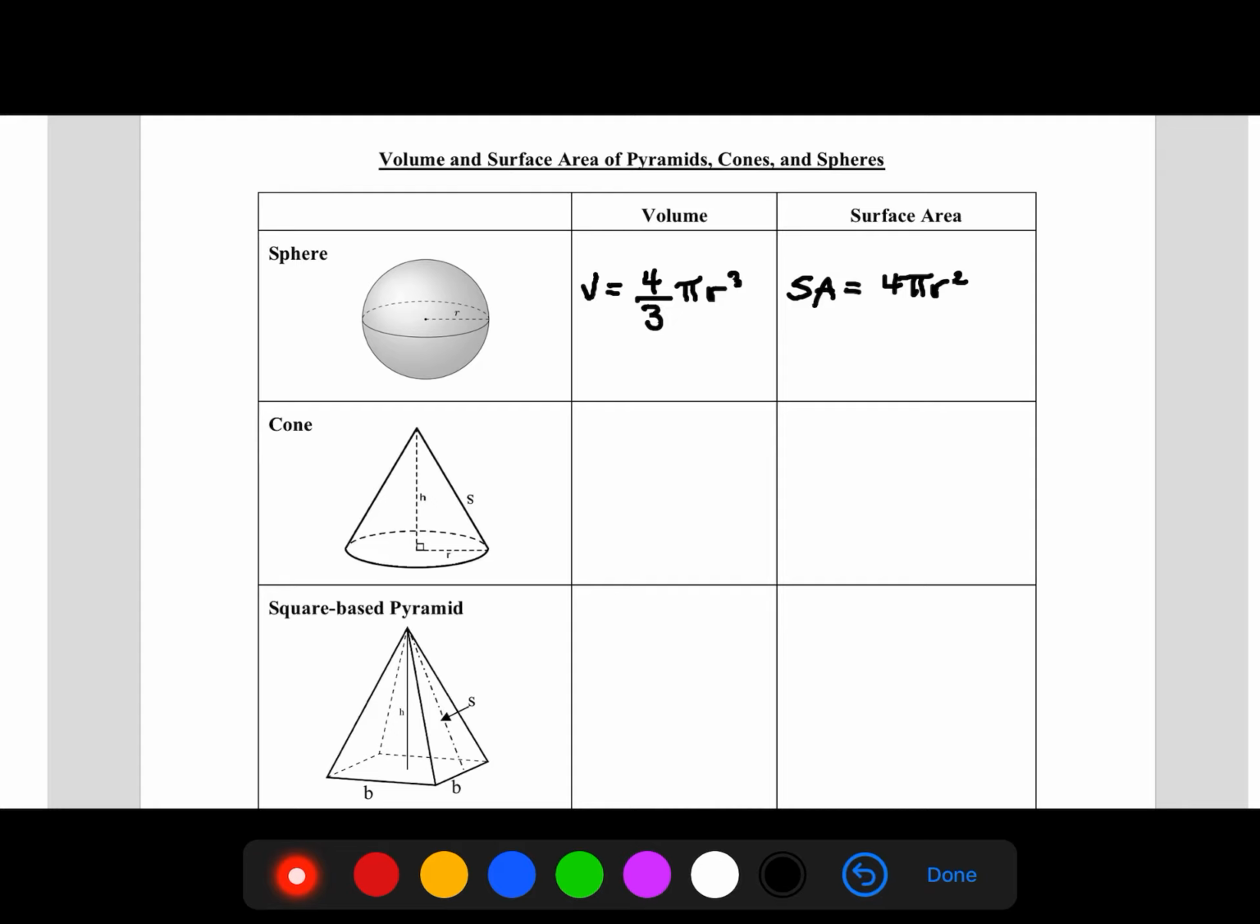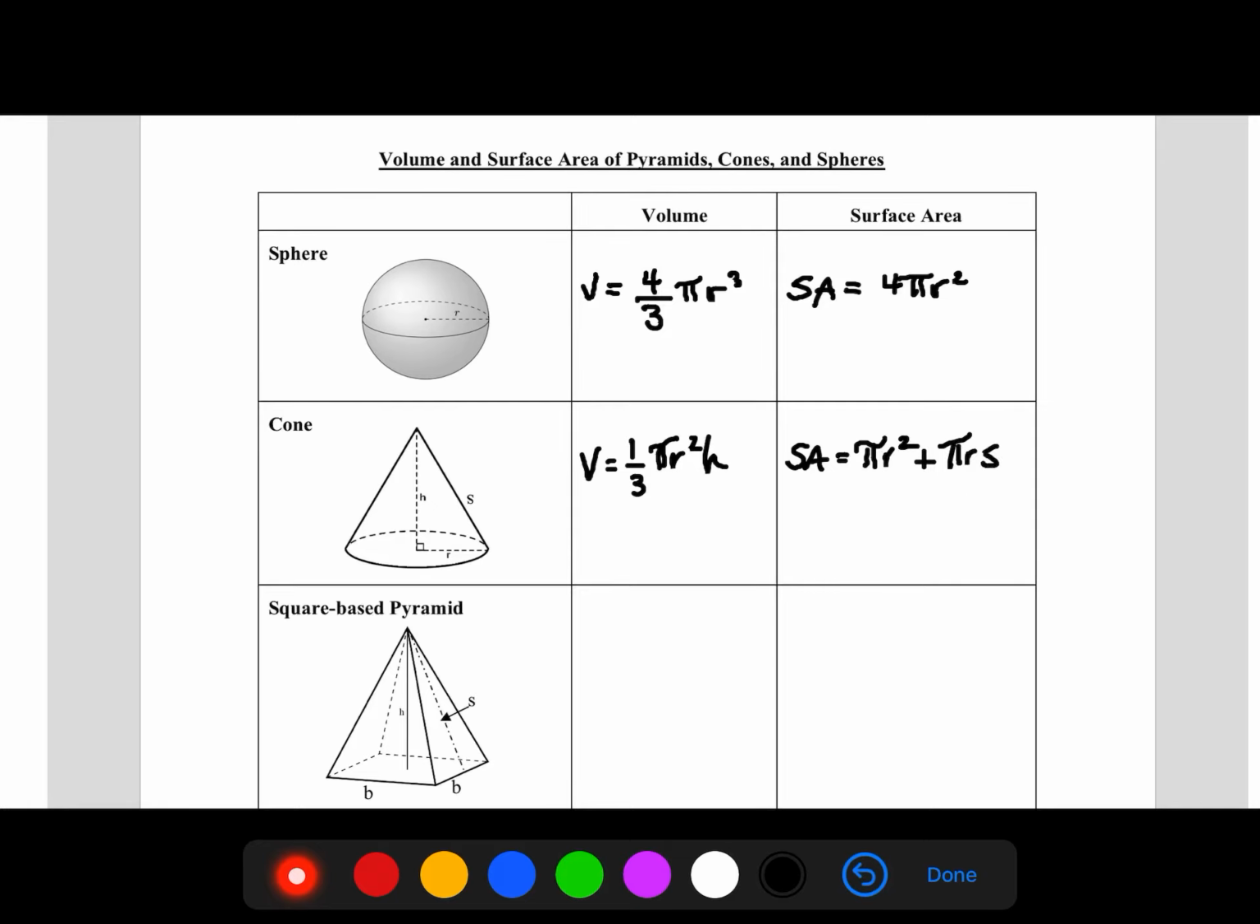For our cone, notice that we have a base for the cone of a circle, just like our cylinder, but our cylinder is straight up on the sides where our cone is slanted. So the volume of a cone is actually 1/3 the volume of a cylinder with the same base. And we know that for the cylinder, the formula for volume was pi r squared times height. So we have 1/3 pi r squared times height.